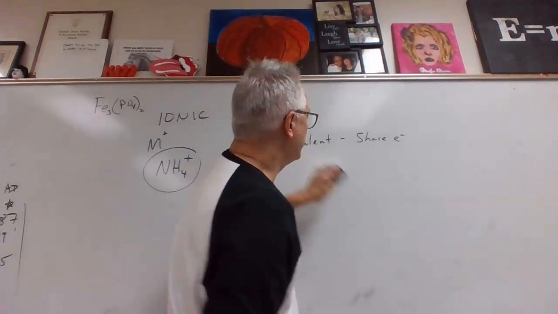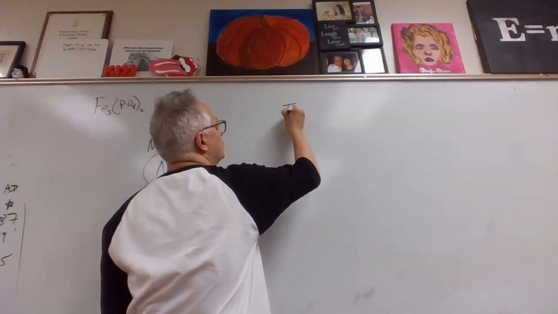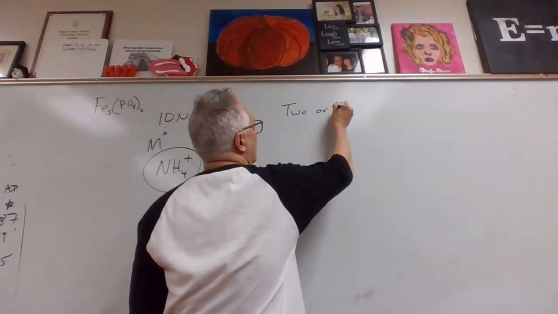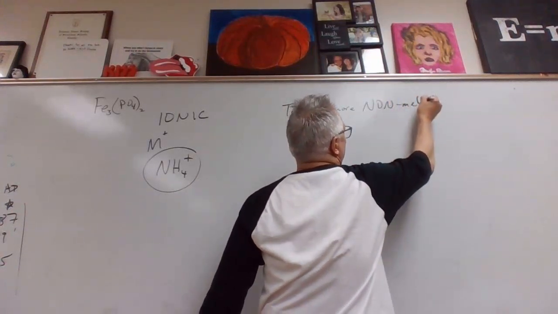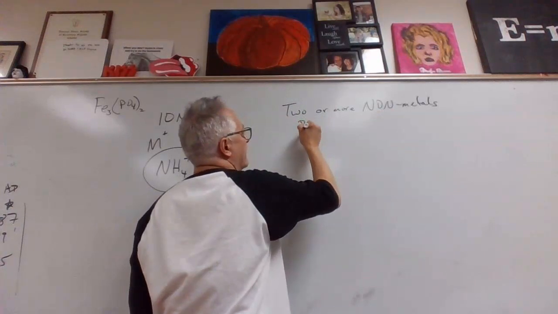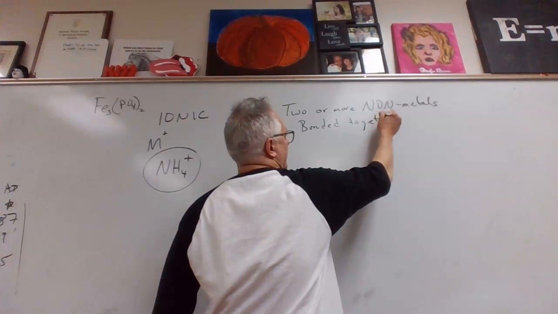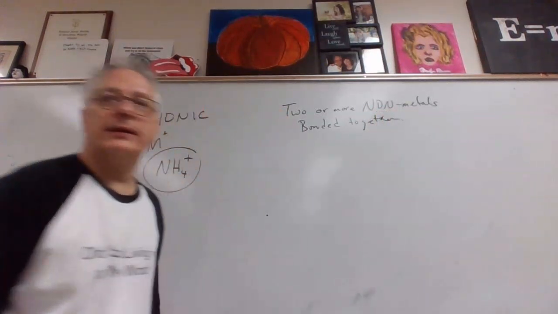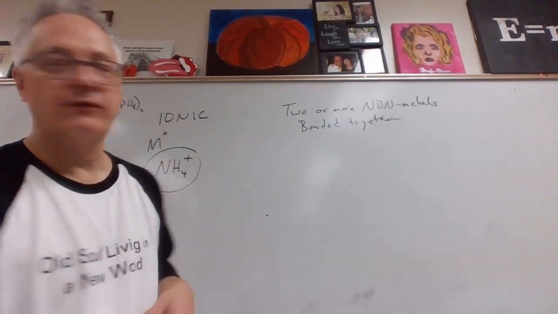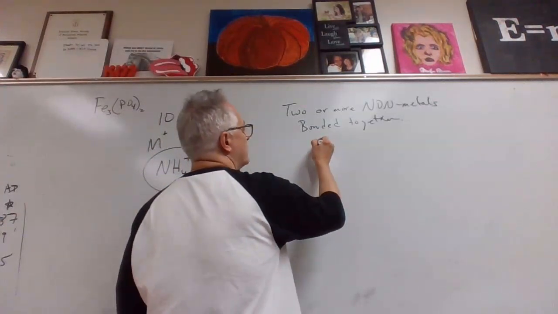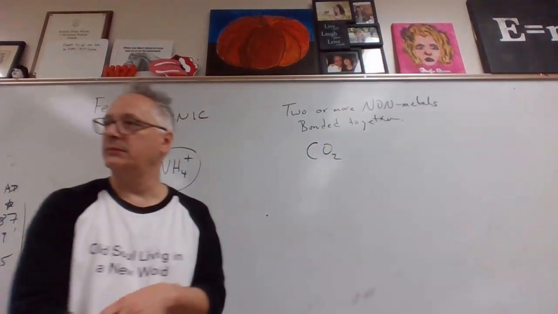And when we study the bonding, we'll get more into that. But right now, just understand that they are two or more non-metals bonded together. And consequently, since they're sharing electrons, we can get all sorts of ratios that are formed. Everyone knows what this is, CO2. They talk about it all the time.